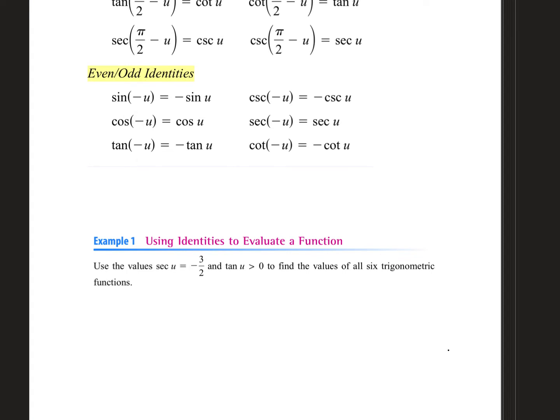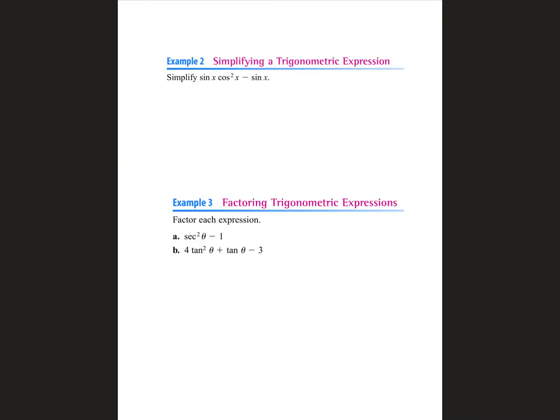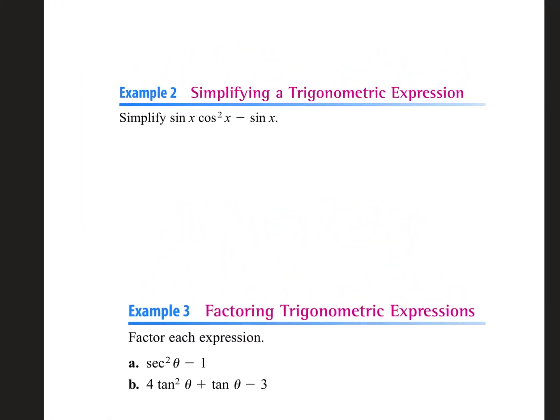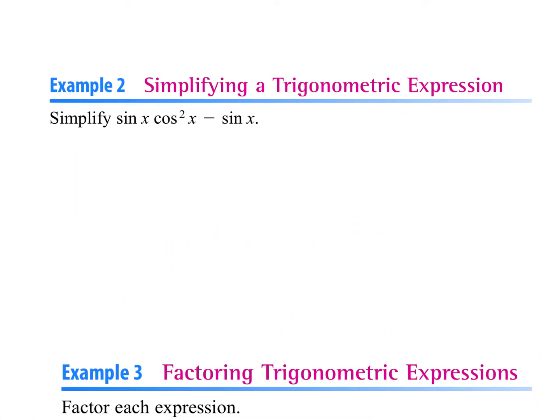Example 1 actually is from 4.4, so we're going to skip it. We already know how to do that. It was on our last quiz and our last test. So we're going to look at example 2. These are the types of questions we'll see in 5.1.